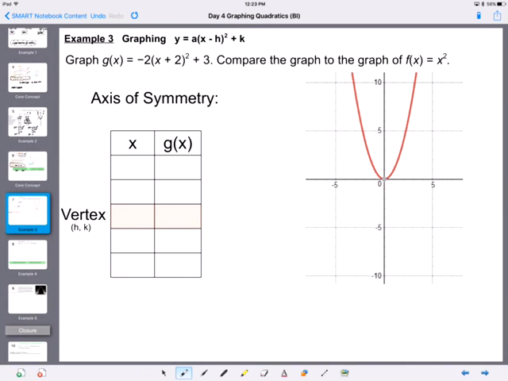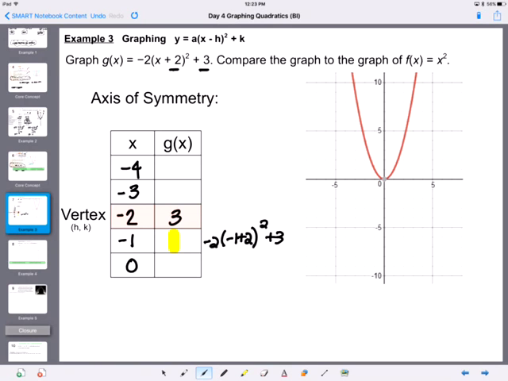So if we use the example -2 times the quantity of x plus 2 squared plus 3, we can use a table of values to plug in or find our information. First, we want to find our vertex, which inside is opposite, so we have -2, 3. We want two values larger than -2, two values smaller than -2. When we plug -1 in, -1 plus 2 is 1. 1 squared is 1. -2 times 1 is -2. Plus 3 gives us a 1.